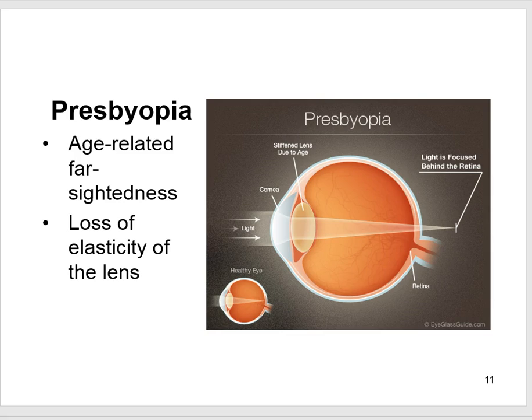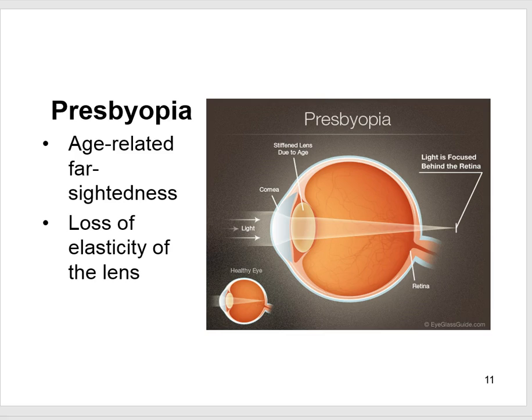Presbyopia. This is age-related farsightedness. It's a loss of elasticity of the lens. The cornea and the lens focus light reflected from objects. The ciliary muscles adjust the lens. So they lose near vision. So as it becomes less flexible, it can no longer change shape to focus on close-up images.